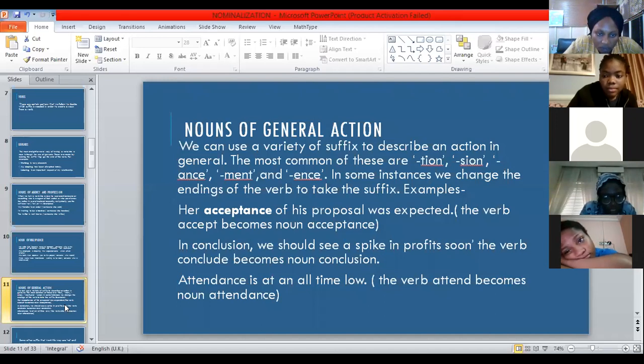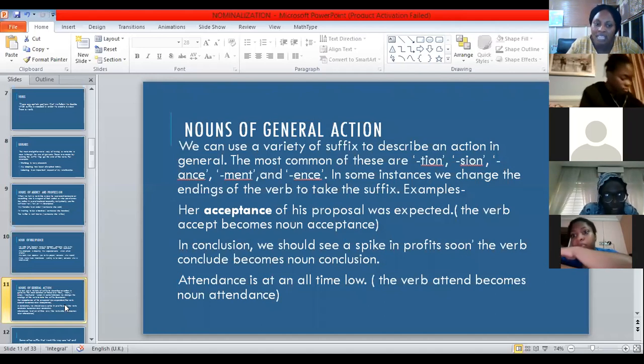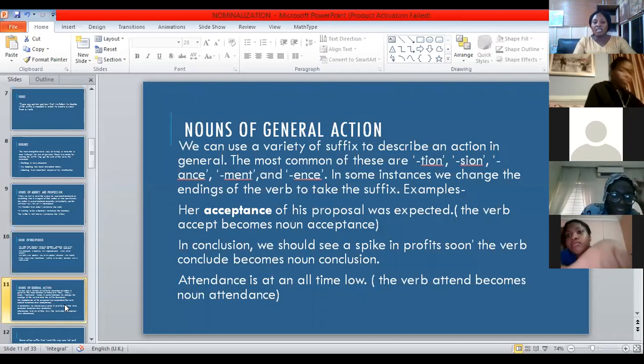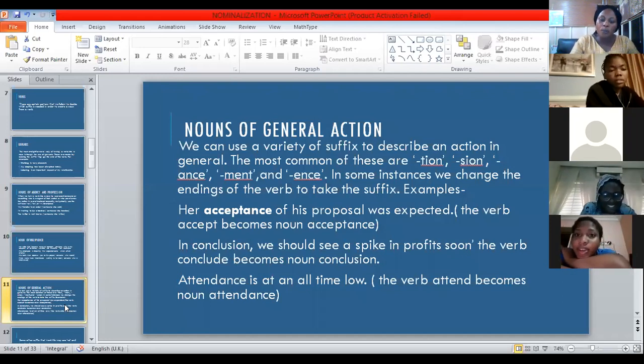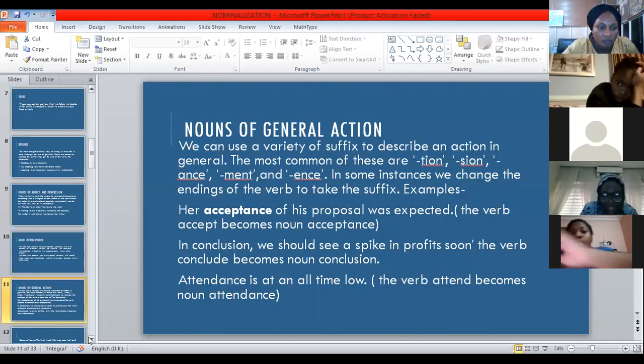Now, the third example. Attendance is at an all-time low. The verb attend becomes the noun attendance. From the noun attendance, we can infer that the verb there is attend. But because it is nominalized here, it becomes attendance. I hope it is clear enough.